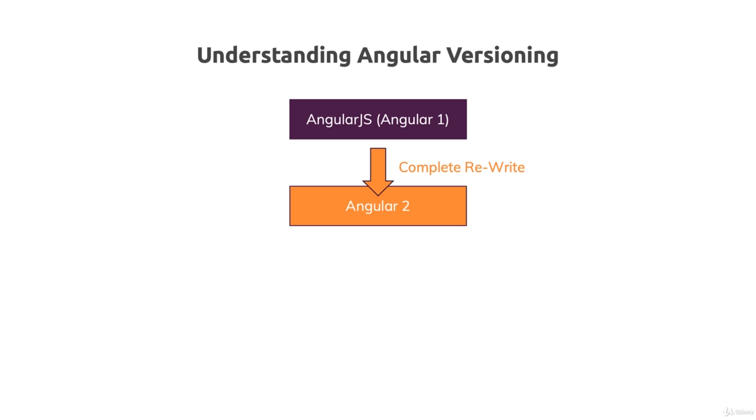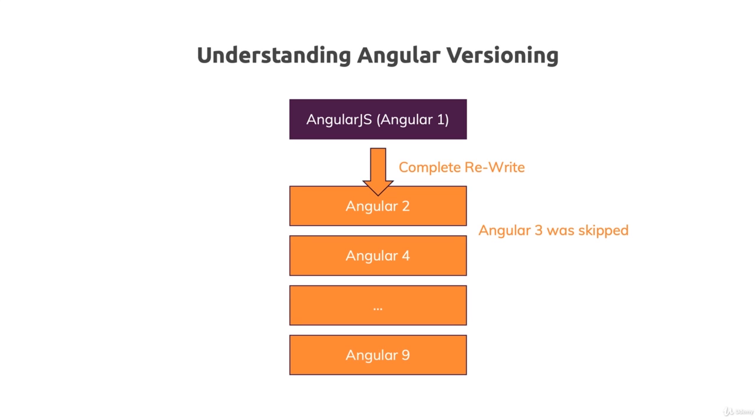Now, since that initial release of Angular 2, we had a couple of other versions of Angular. We had Angular 4, Angular 3 was skipped for internal reasons, so that version number was skipped. We had Angular 5, 6, 7, and now we have Angular 9. Why do we have all these Angular version numbers? Does it mean that Angular was reinvented 8 times since Angular 1? No. This is not the case.